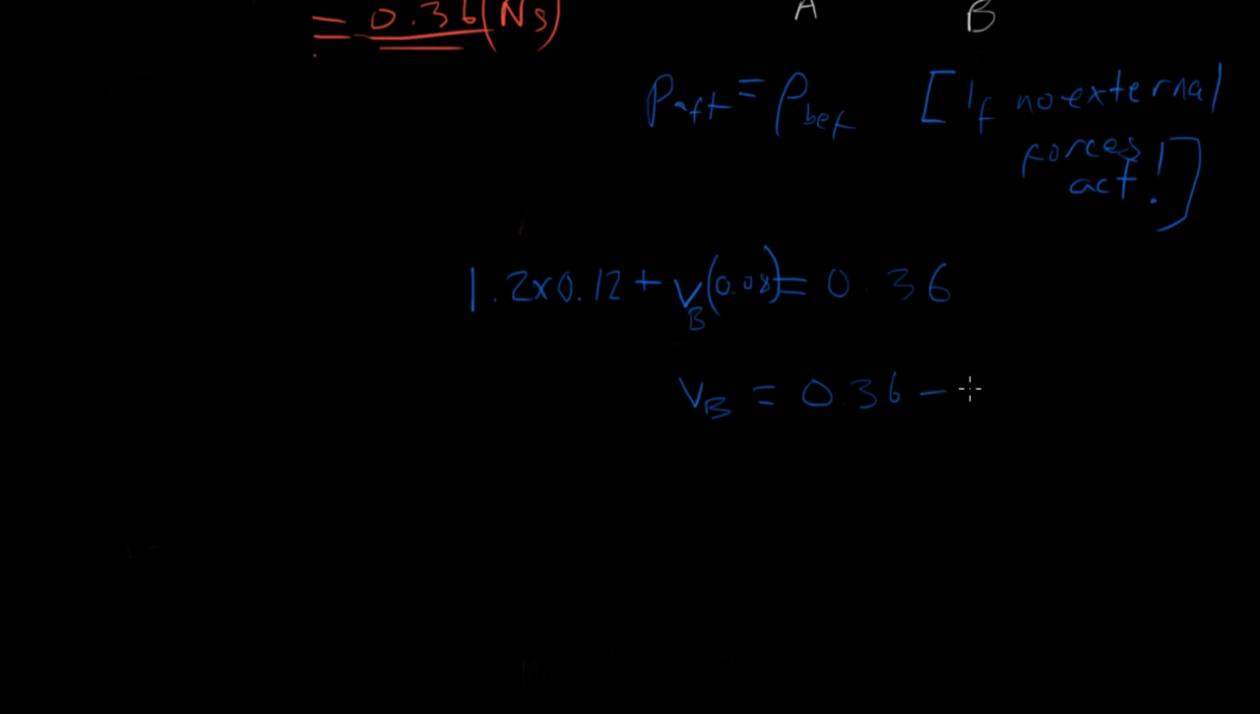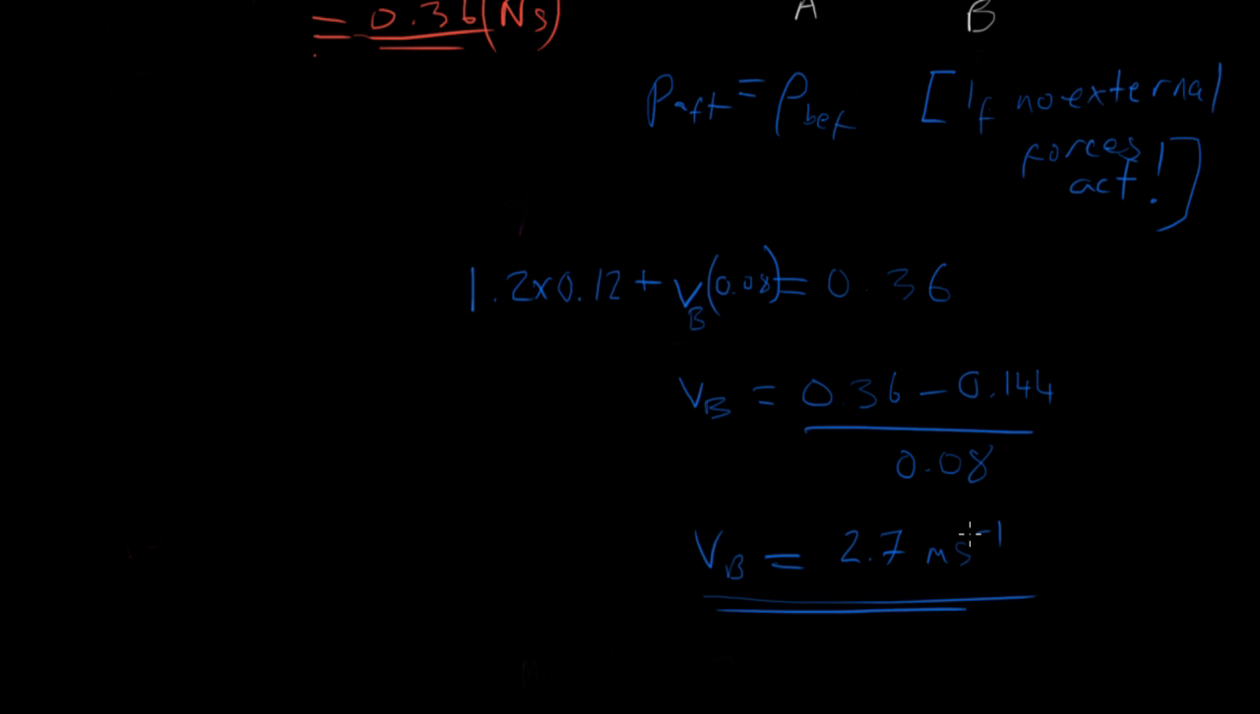0.36 minus 1.2 times 0.144, and we have to divide that by the 0.08, and we get 0.36 minus 0.144 divided by 0.08, we get 2.7 meters per second for the velocity of B. In order to conserve momentum, that's what the velocity of B would have to be.